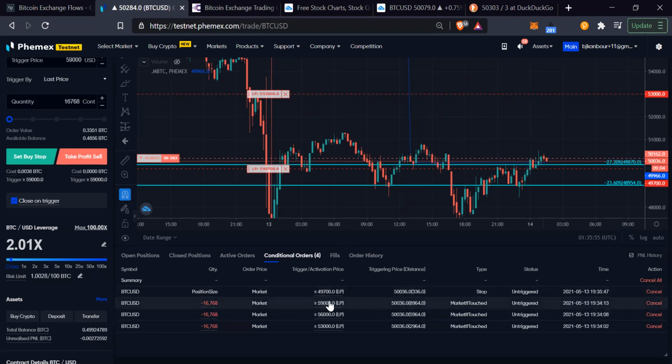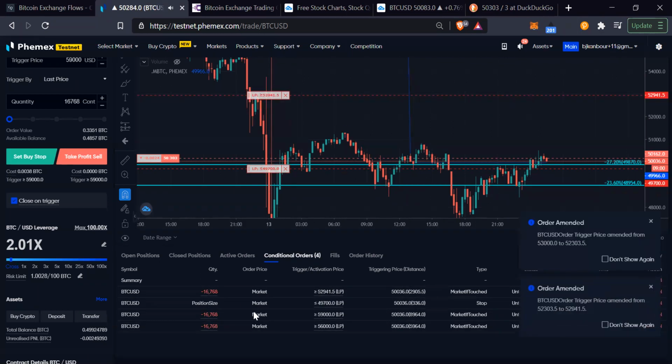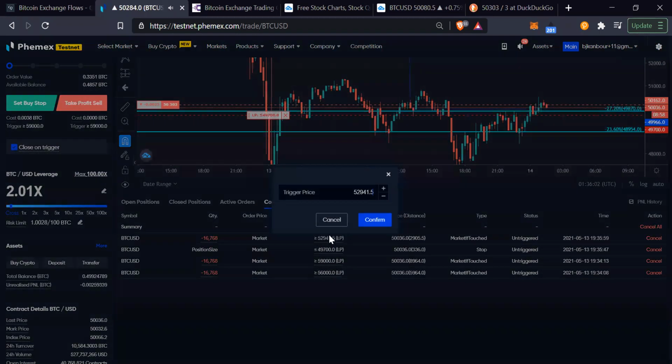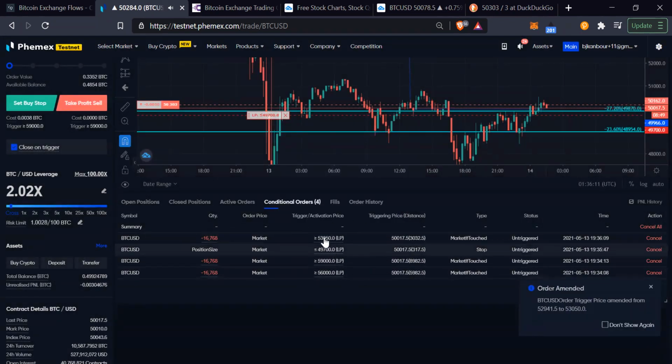So if you wanted to edit those, it's kind of the same thing, you can actually click and drag them downwards. And that's one way to do it. You can also click on the number here and just edit it manually. Let's say you wanted to change it from 53,000 to 53,050. You can do that right there as well.